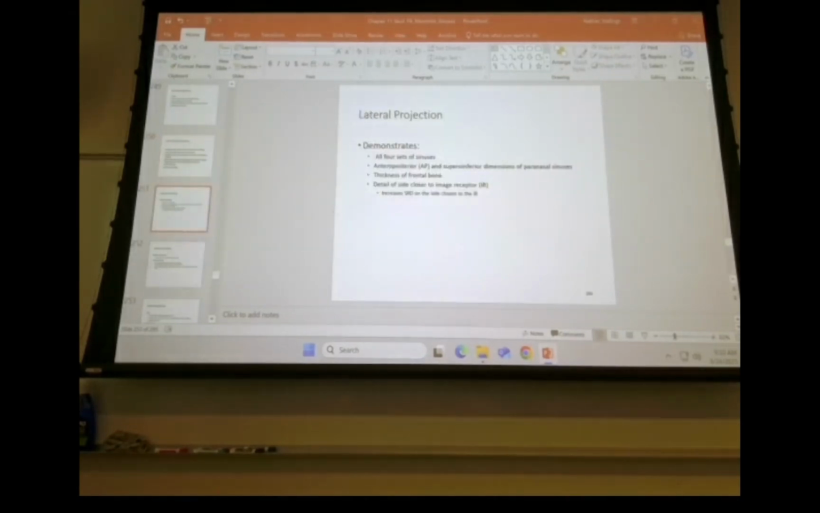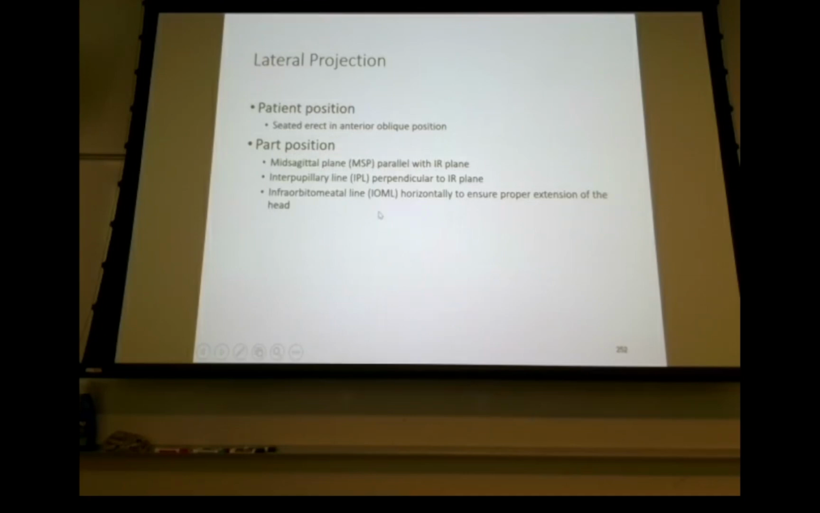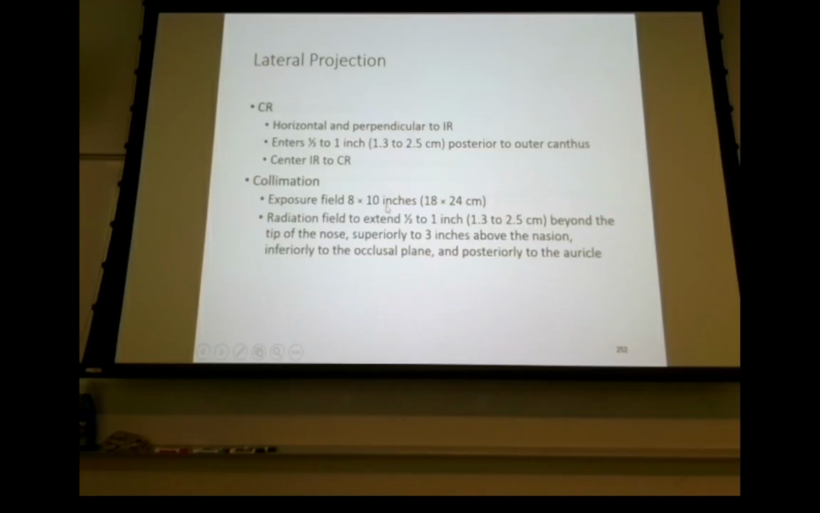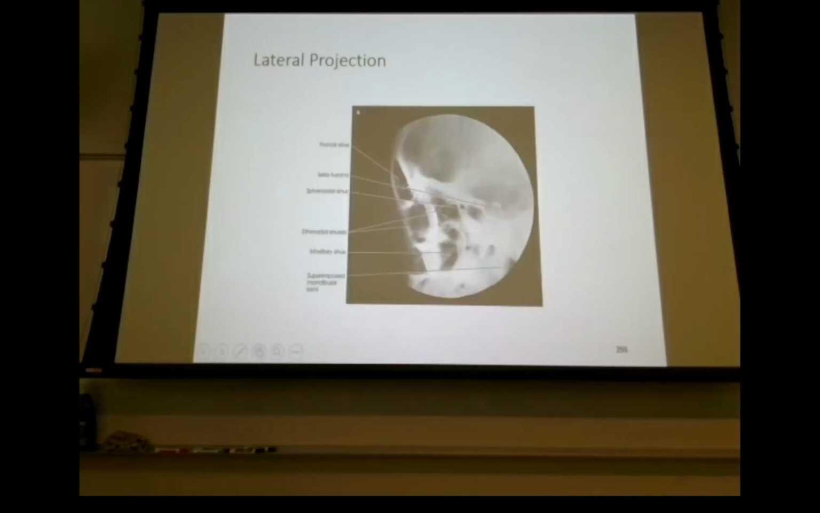So lateral, we're going to do the same lateral as what we did before. It's going to show all four sets of sinuses, but which one does it show best? Sphenoid. Right. So lateral, all the same stuff. Our central ray is going to be 1/2 inch to 1 inch posterior to the outer canthus, which is almost at the same place as what we saw for the facial bones. That's what we should see. Frontal, maxillary, ethmoids are somewhere in all that mess. Sphenoid sinuses here. I can't say that we don't have some sort of fluid in that.